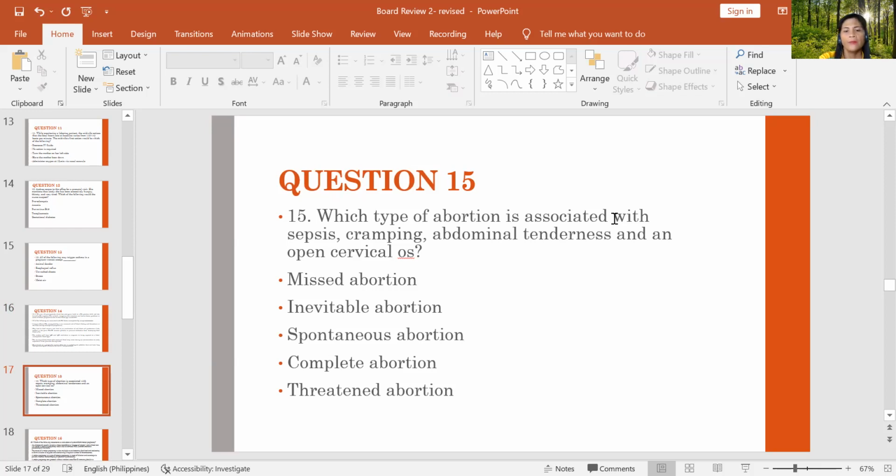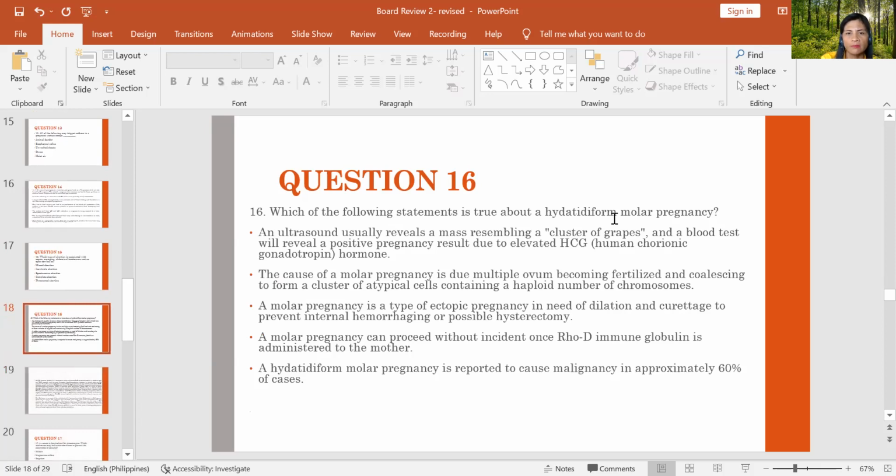It is missed abortion. Why is it that it is missed abortion? Because a missed abortion is marked by what? By the death of a fetus in utero, but it's not expelled from the uterus. If left untreated, it can lead to infection in the womb, right? And it is marked by foul odor and bleeding as well as elevated temperature and sepsis. Okay, so that is the right answer. Let's move on to question number 16.